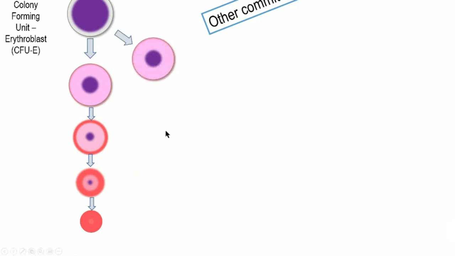Now, in iron deficiency anemia, the first problem will be that the RBCs will be pale, they will be less red. Why will they be less red? Because hemoglobin synthesis is impaired. Naturally, hemoglobin imparts the red color to RBC. So when hemoglobin, this red color pigment, is deficient, the color of RBC will be pale. We call them hypochromic.